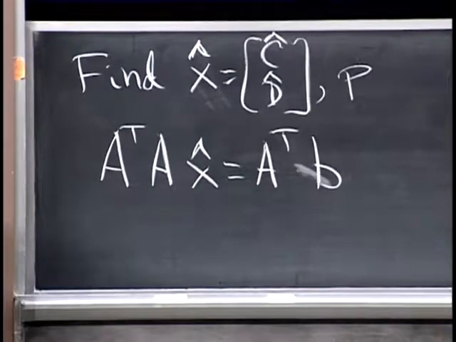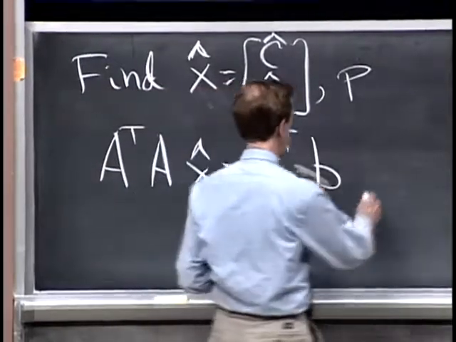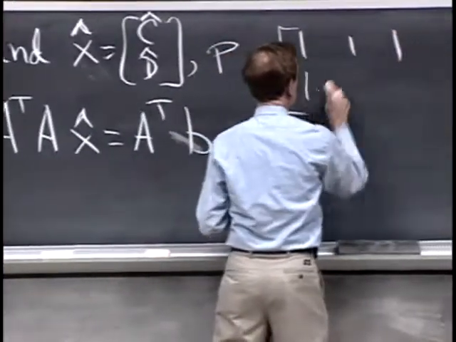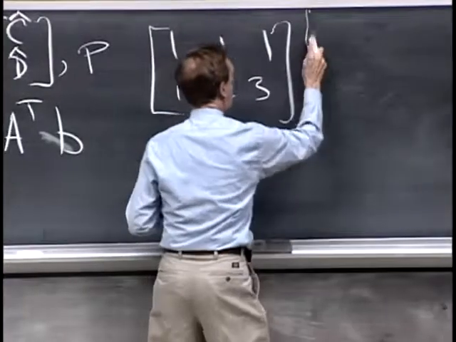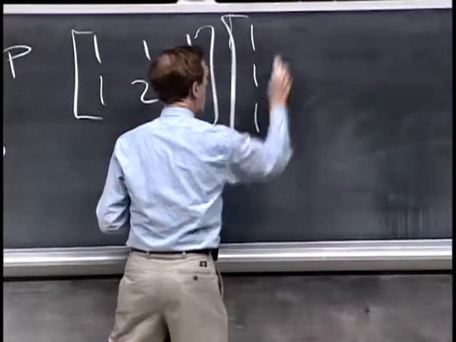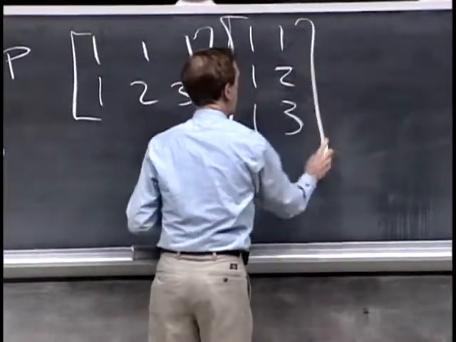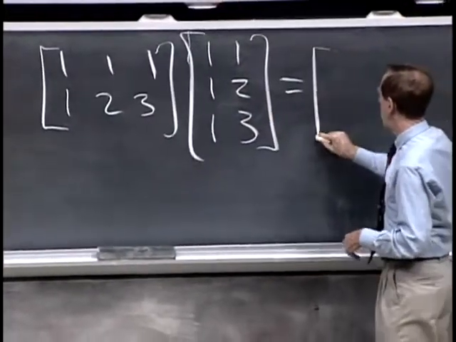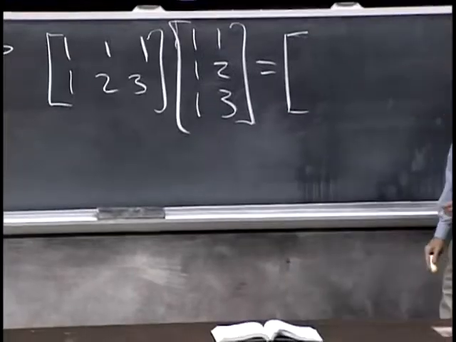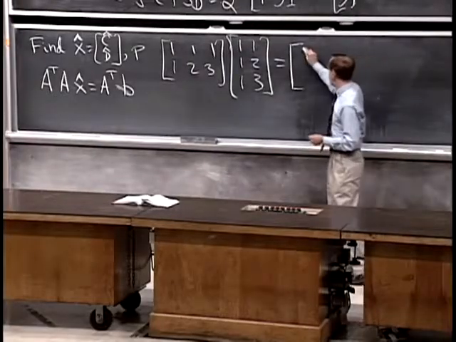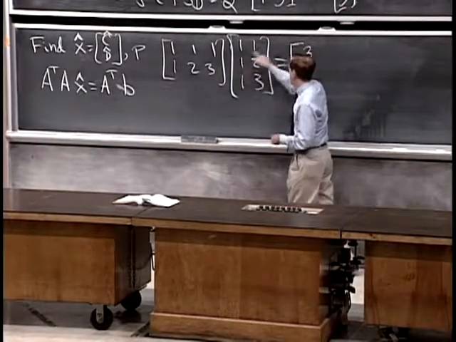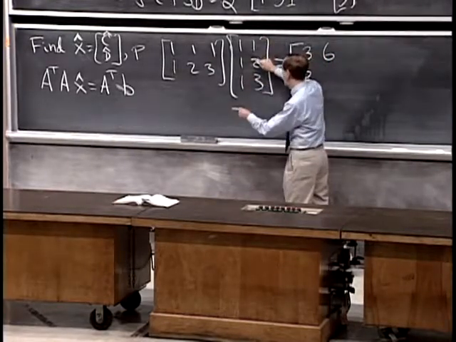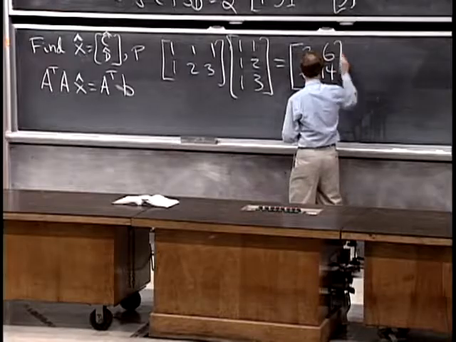Okay, let's solve it. What is A transpose A? So I have to figure out what these matrices are. 1, 1, 1, 1, 2, 3, times its transpose. That gives me a matrix. What do I get out of that? 3, 6, 6, and 14.